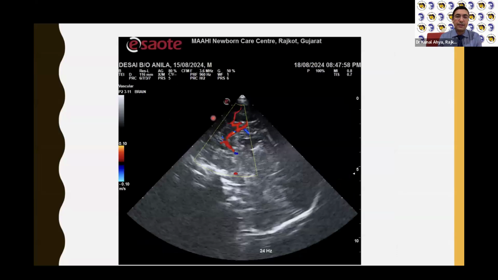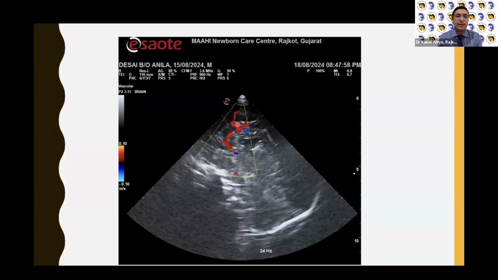I'll be showing you how you take it also. So when you take a true sagittal, you might need to tilt it a bit laterally to get the whole of the anterior cerebral artery. So you tilt it slightly laterally, and when you put your color flow over here, you will be able to identify the anterior cerebral artery, which is coming from below and crossing the corpus callosum and then going above.